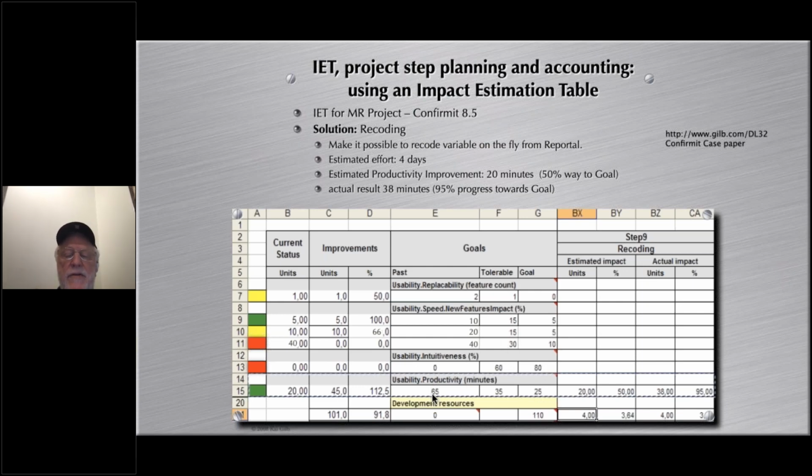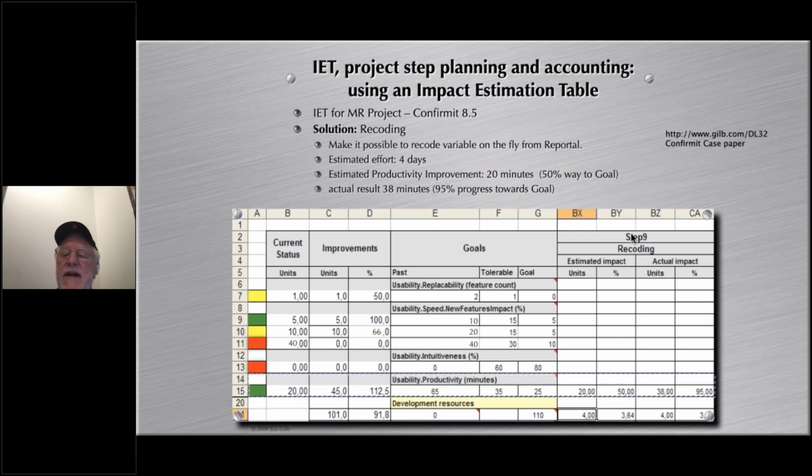The goal was to move from 65 minutes to generate a marketing report down to 25 minutes. So that means they needed to save 40 minutes. And this alone was estimated to save 20 minutes. It was also estimated to use about 4 days of work for the team.